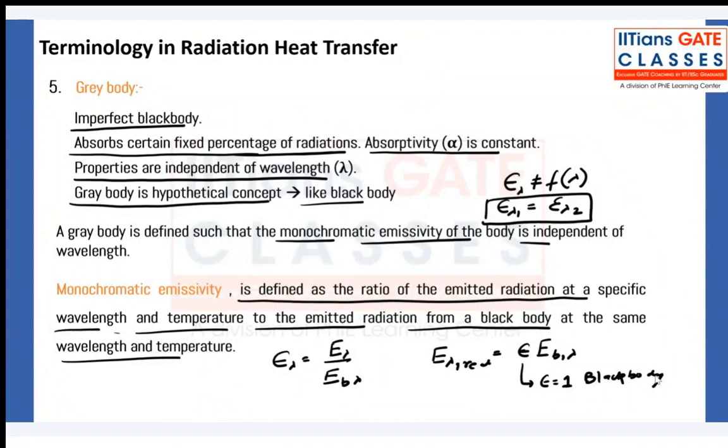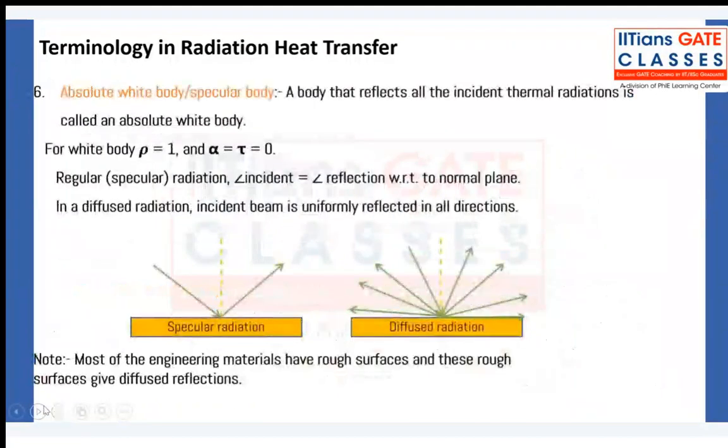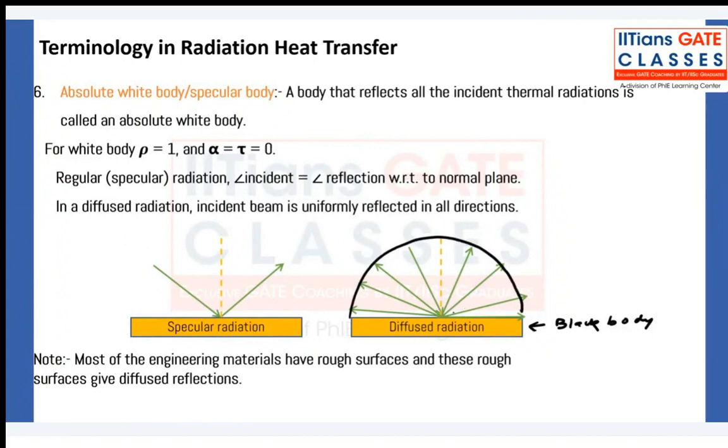Okay. Next is white body or specular body. So I have already drawn this diagram. Now this is black body. Black body means diffuse radiations. Specular body is when the angle of incidence is equal to the angle of reflection. So for white body, reflectivity is equal to 1. Alpha and tau, absorptivity and transmissivity, are equal to 0.